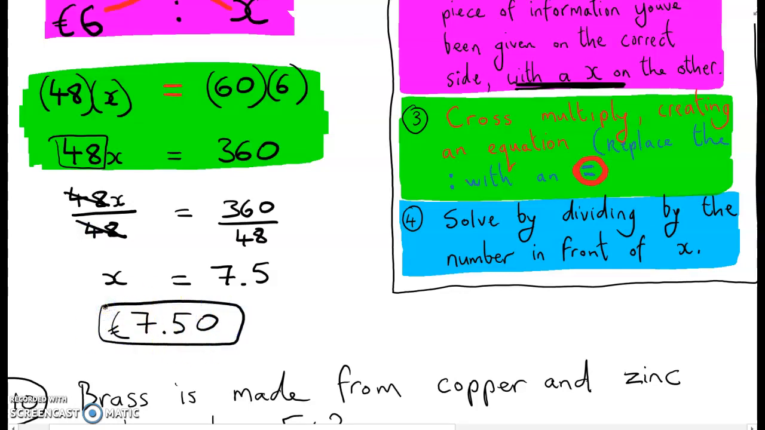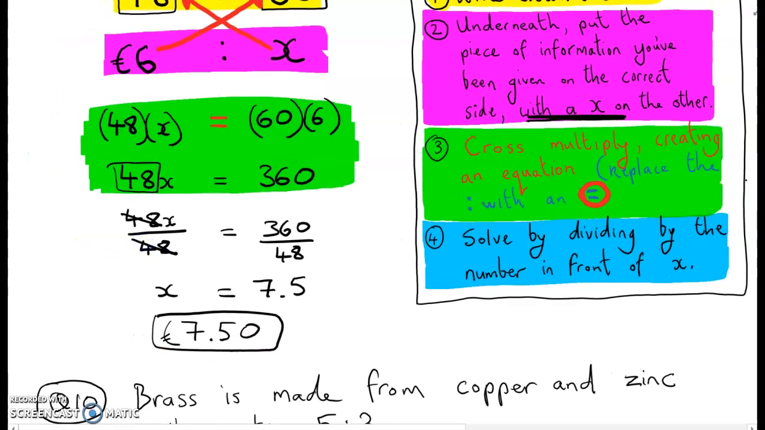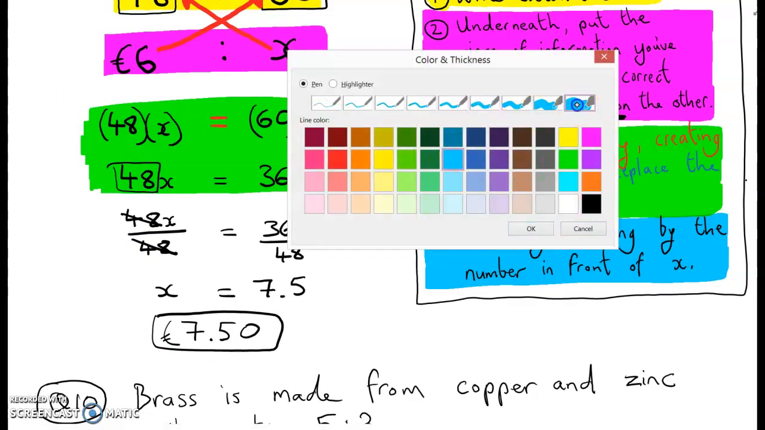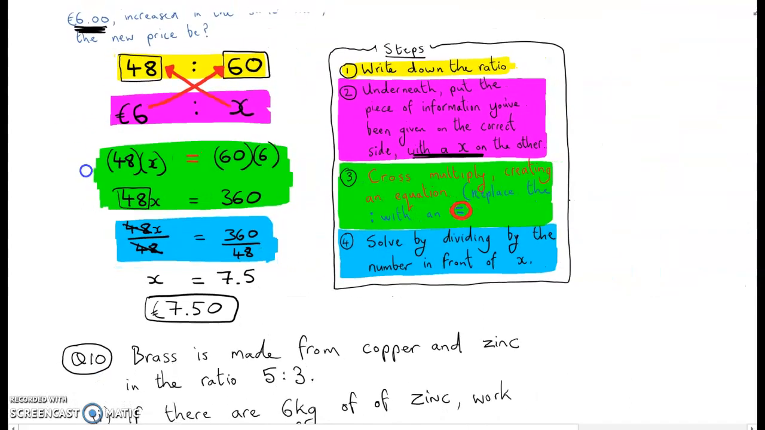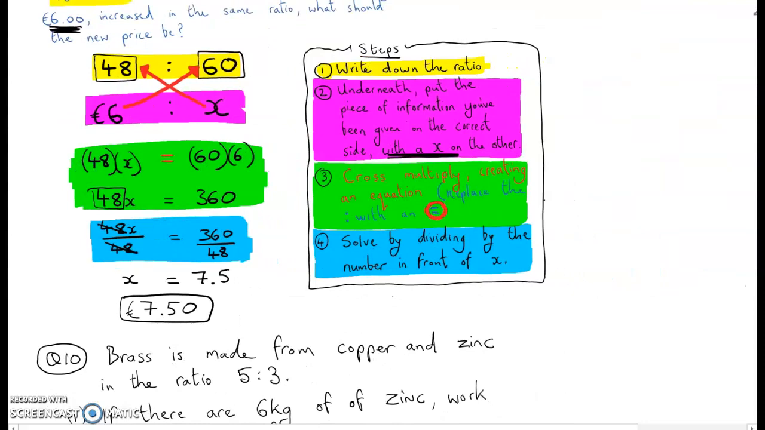Let me zoom out there. So we better do that in blue just to help us remember what step we did. We just did step 4 there. That was step 4. And we have our answer. Okay, that wasn't too bad, was it? Let's try another one.